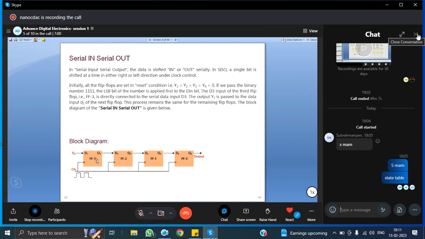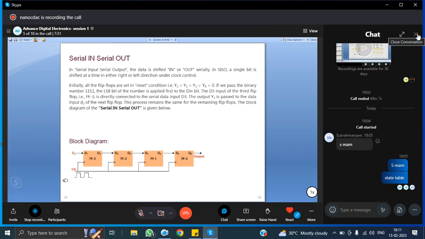In the third clock cycle, whatever bit is present in FF2 will be shifted here. Whatever bit is present in FF3 will be shifted here, and the new bit is given to FF3. And during the fourth clock cycle, FF1 data will be moved to FF0, FF2 data will be moved to FF1, FF3 data will be moved to FF2, and the new data is given to FF3. So like that you will get the serial output.